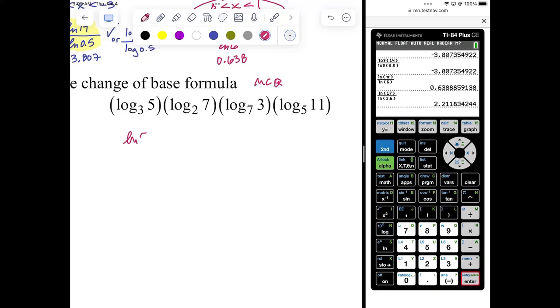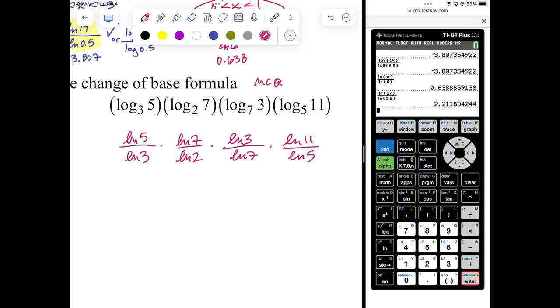So I'm going to say it's the natural log of 5 over the natural log of 3. That's the first one. And instead of using parentheses, I think I'm just going to put a dot to represent the multiplication. And then log base 2 of 7, that's the natural log of 7 over the natural log of 2, times the natural log of 3 over the natural log of 7, times the natural log of 11 over the natural log of 5. And now, of course, someone who is caring, but maybe perhaps not thinking, will go straight to the calculator now and start typing in these 8 factors, okay?